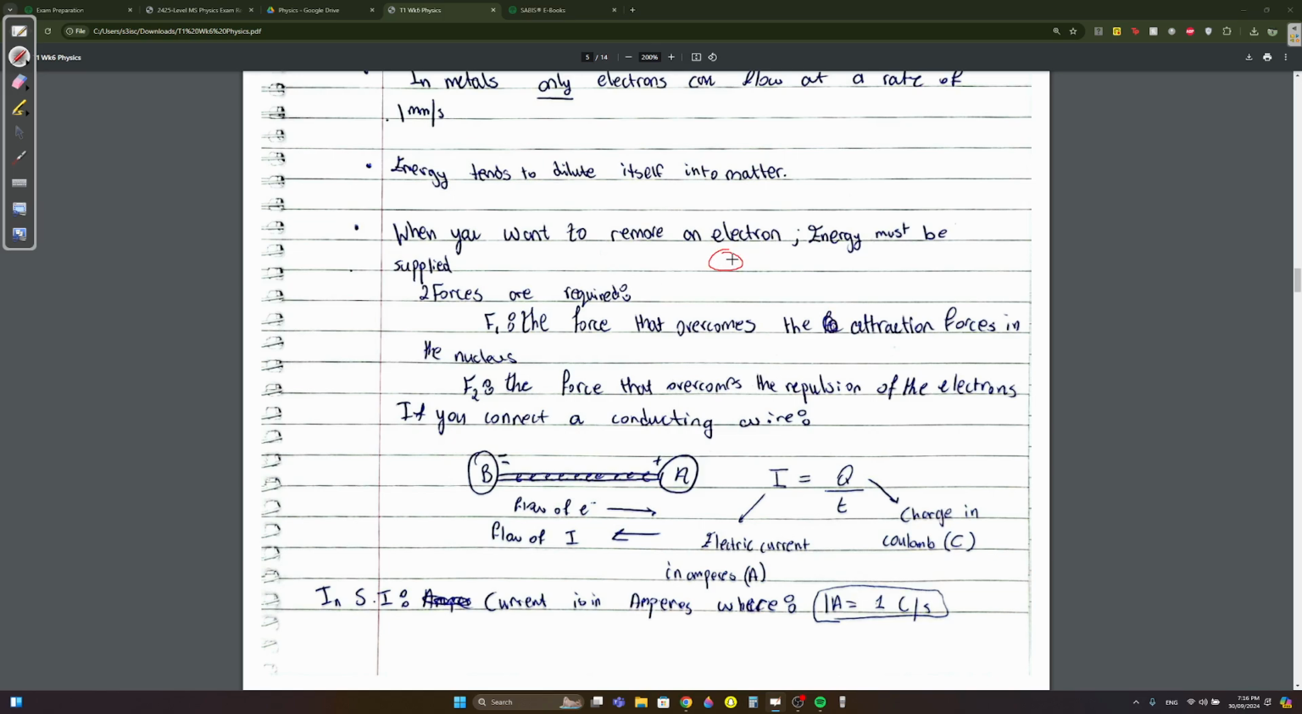Let's say you have, I'll explain. I think I wrote the explanation here. You need two forces. F1, which is the force that overcomes the attraction forces in the nucleus, and F2, the force that overcomes the repulsion of the electrons if you connect a conducting wire.